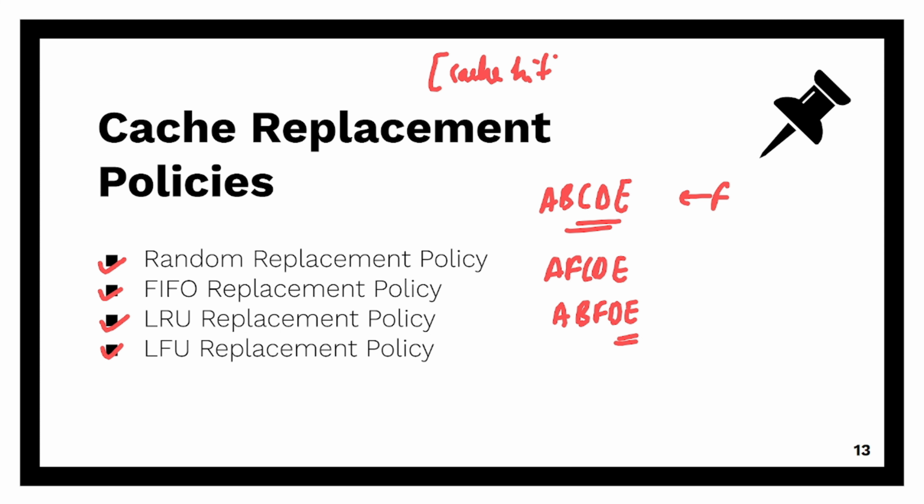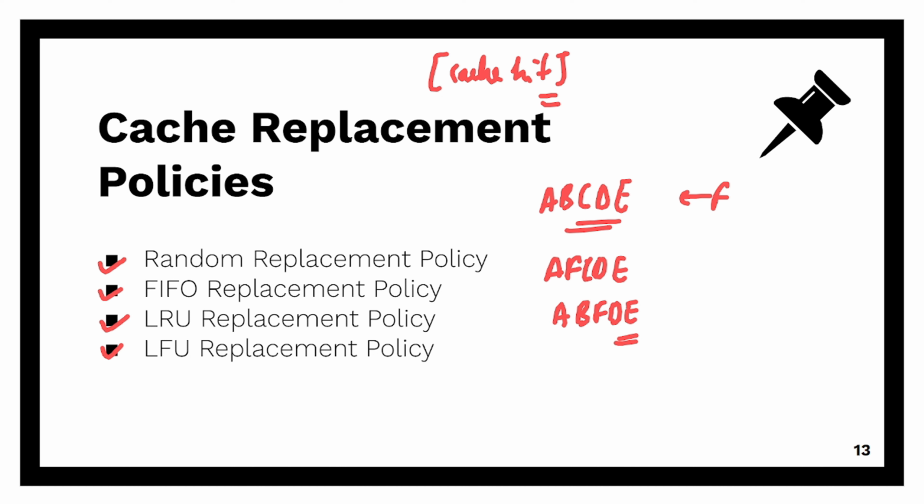So obviously the cache hit will not be improved by the random replacement policy, but it is easy to implement and may be suitable for certain applications or scenarios where the overhead of tracking access history is not justified. Okay, it can be helpful in some scenarios.